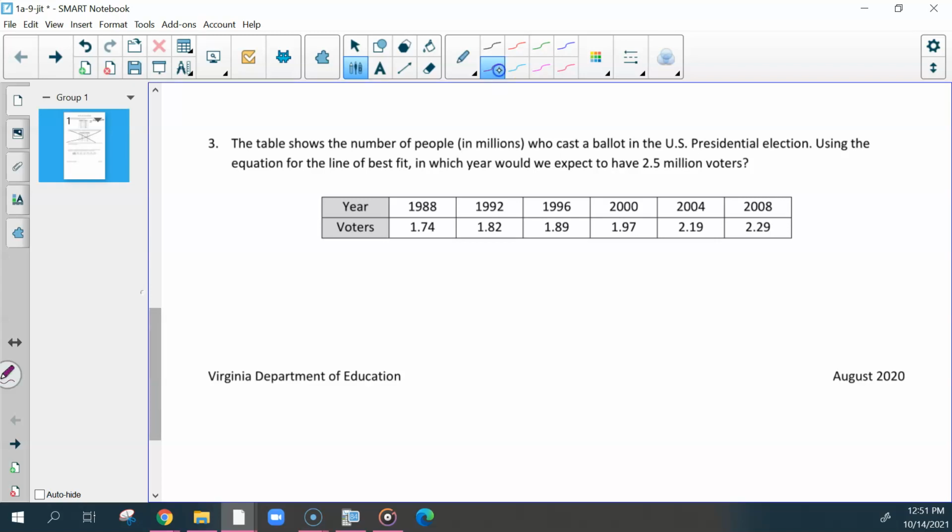Remember that when you're given years, you have to change those. So the first one would be 0. Every year after that is how many years it has been since the first one. So from here to here, it's been 4 years, and then 8, and it keeps going. So you will put in 0, 4, 8, 12, 16, 20 instead of the actual years.